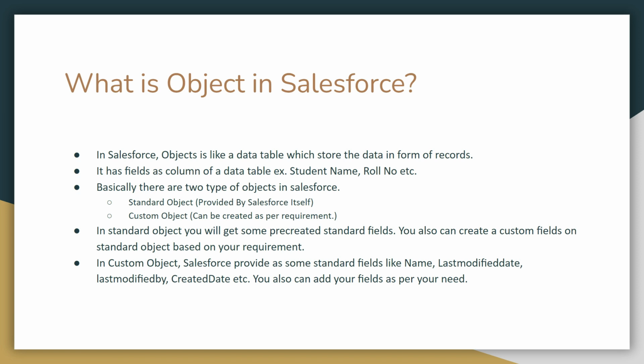In a custom object, you also get some standard fields like name, last modified date, last modified by, and created date. You can also add your custom fields in a custom object as well. But you cannot modify the data for last modified, last modified by, or created date.